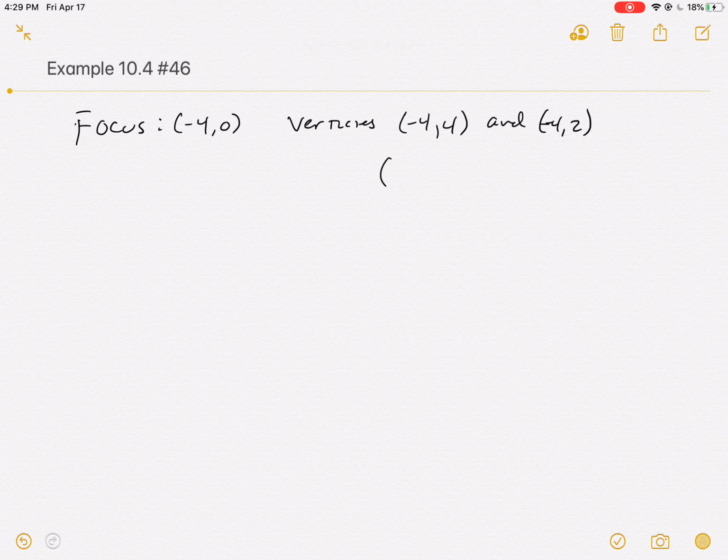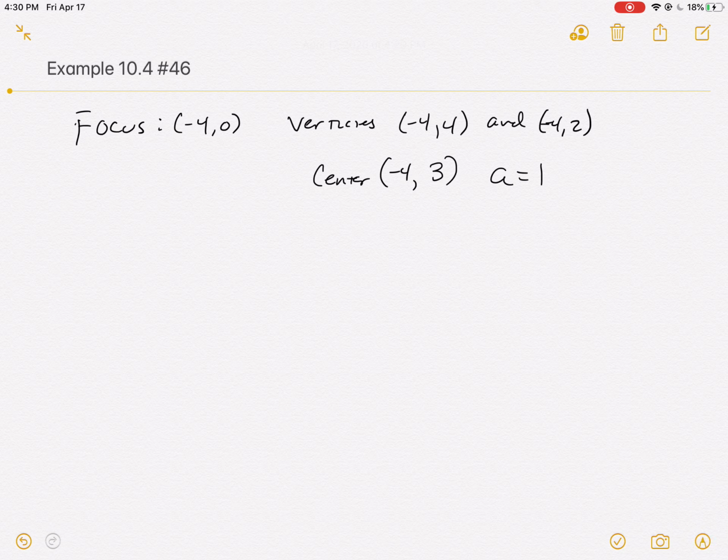Notice the x is not changing. The x is staying at -4, so the center has to be at -4 in its x-coordinate, but the y-coordinates are changing. So what's right in the middle between 2 and 4? Well, that's the number 3. So the center is at -4, 3. And we're also noticing that a is equal to 1.